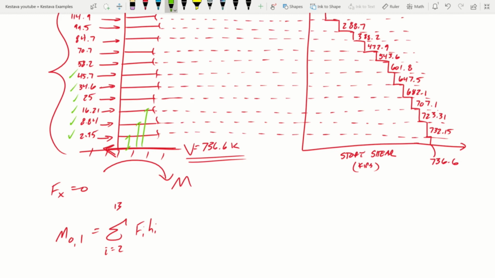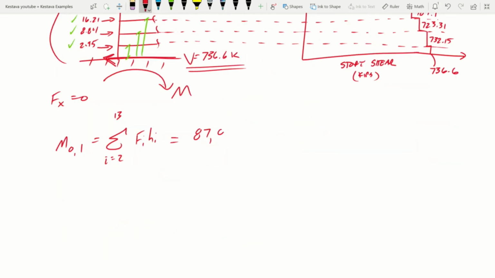But that's how we do it. Because in reality, you have your building here, you have a force, you have a force, you have a force, etc., and its moment is just force times perpendicular distance. And our perpendicular distance is just the story height. So that's all it is, all the way up. So that gets us 87,051.4 kip feet. So that's a pretty large moment there. But that is going to be our answer for number 2.